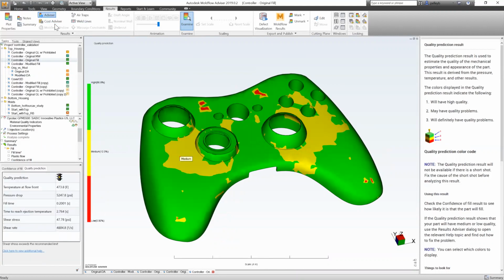If we go over to the quality or the advisor, the result advisor, we can see the recipe at which this was created. Again, dynamic help is kind of in my face here, telling me what this result is, how I can use it. But I also got a troubleshooting guide here. So this area is yellow because of a high shear stress condition.